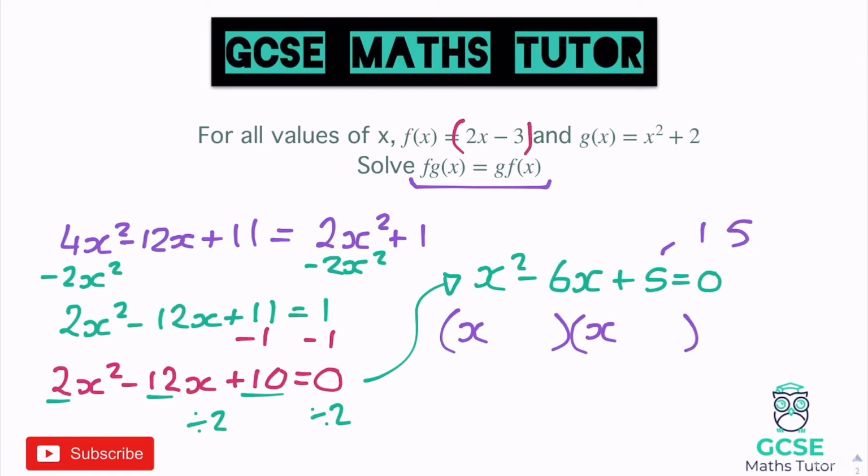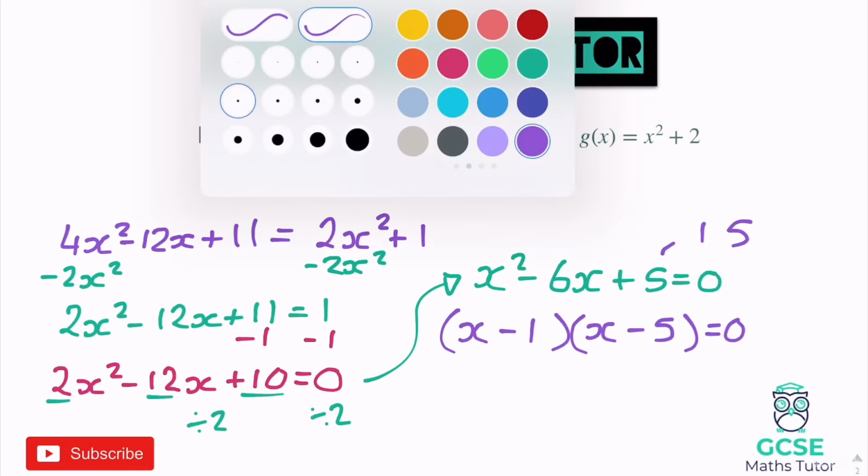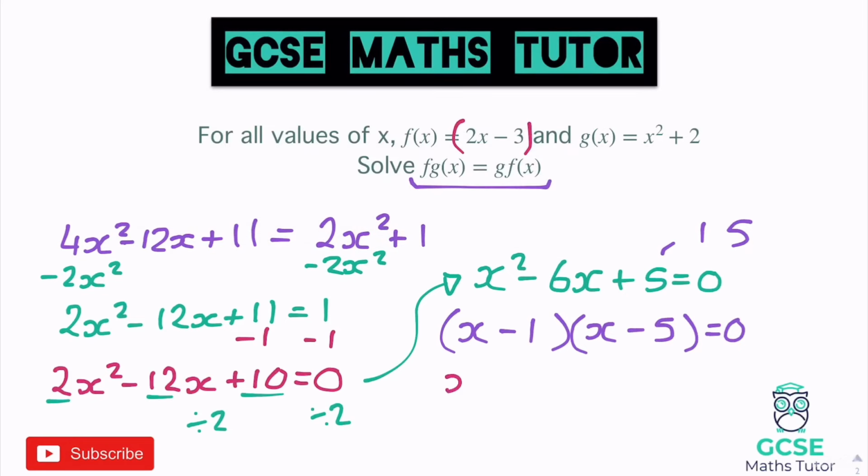Now we're trying to make negative 6 in the middle there, so the two numbers that times to make 5 are going to be minus 1 and minus 5. That gives us negative 6 in the middle, and that obviously gives us our two solutions there. We get x is equal to positive 1 and x is equal to positive 5. And there we go, there's our two solutions here.